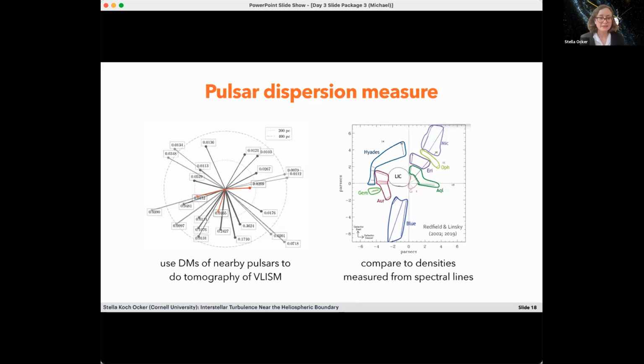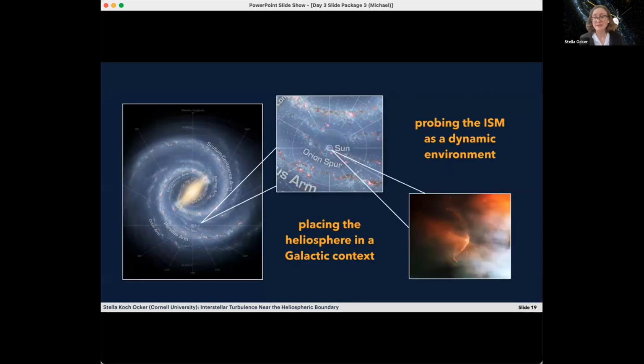So next slide. So that brings me to the end of my talk. I just want to finish up by highlighting that all of these seemingly disparate topics, pulsar astronomy, fast radio bursts, radio wave propagation in general, tie directly to the work that we do studying the very local ISM, and are very much related to these questions of how the ISM behaves as a dynamic environment, and how this heliosphere is situated in a galactic context? So with that, I will take any questions.